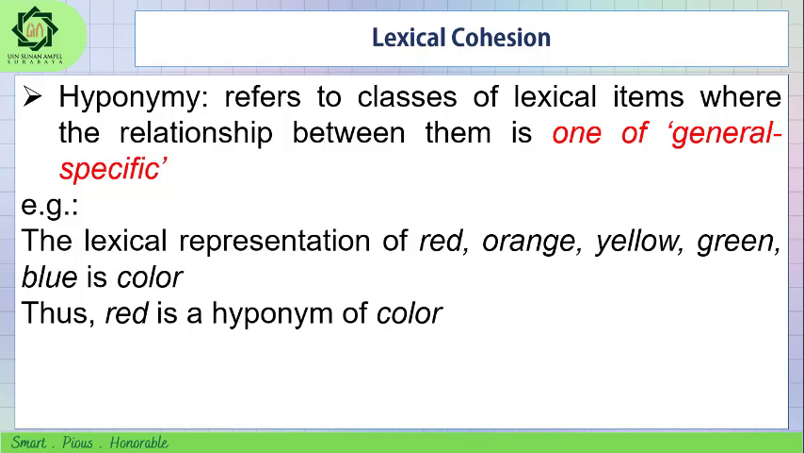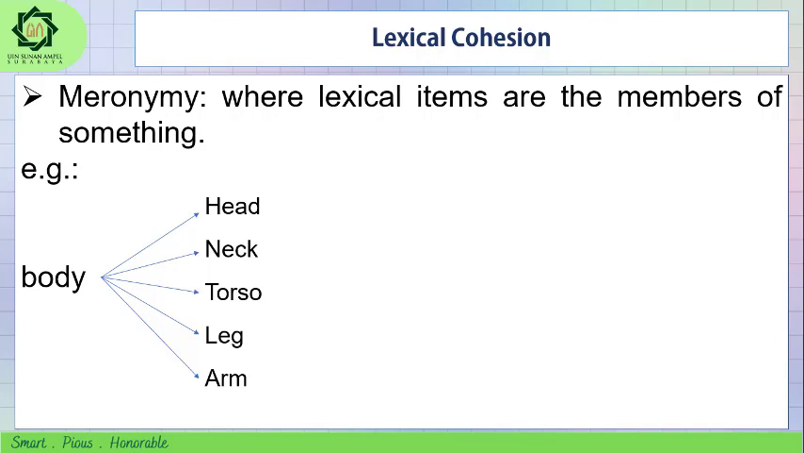The next one is hyponymy. Hyponymy refers to classes of lexical items where the relationship between them is one of general to specific. For example, the lexical representation of red, orange, yellow, green, and blue is color. Therefore, red is a hyponym of color. And then meronymy. Meronymy is where lexical items are the members of something. For example, head, neck, torso, leg, and arm are the members of body.